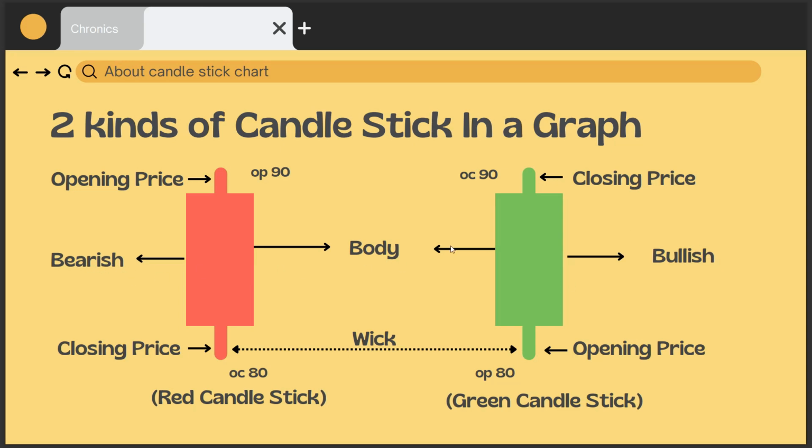Now, keeping the bullish and bearish candlesticks apart, let's talk about the body or the structure of this candlestick, right?